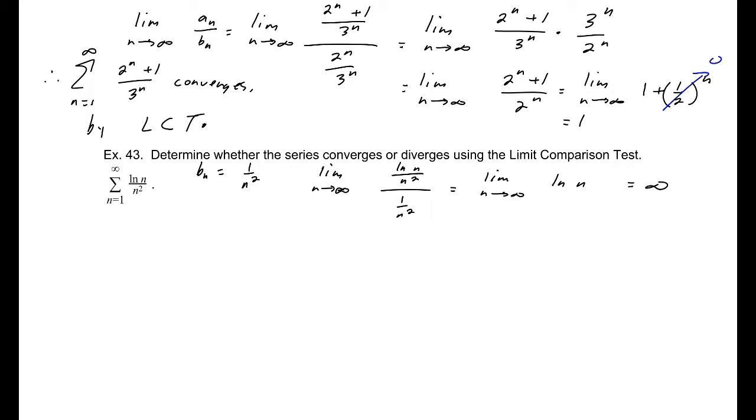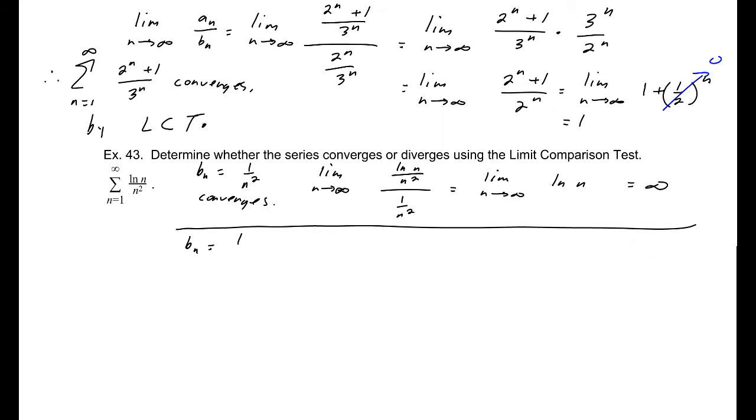All right, that is infinite. So looking back, if we have infinity and bn diverges, now we should probably note that our bn converges. So that's inconclusive. Okay, choosing bn equal to 1 over n squared yields us something that's inconclusive. Let's try again.